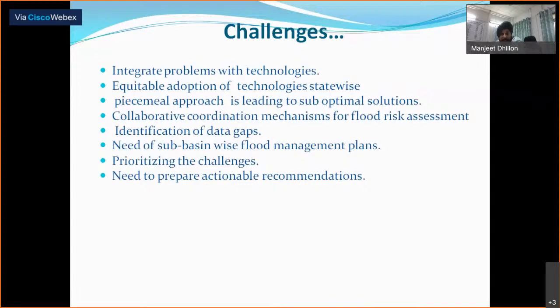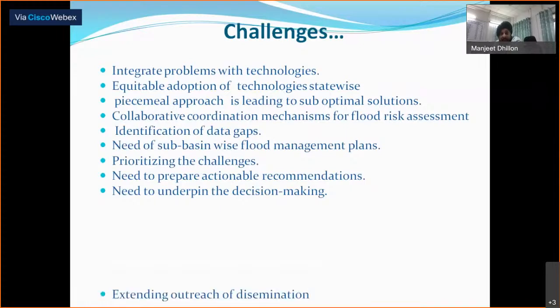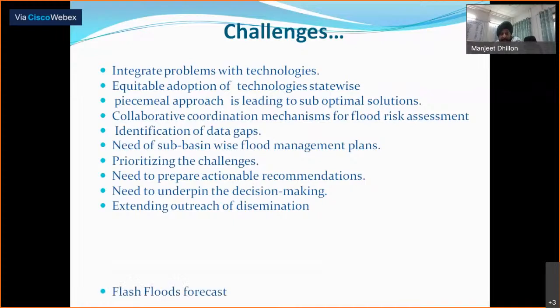Well, they have to be different challenges in different states, and in fact, different basins also have different challenges. And we should prepare some actionable recommendations, not generalized like we have been doing till now. And those will help in decision making. And of course, we have to extend our outreach of dissemination to the masses.